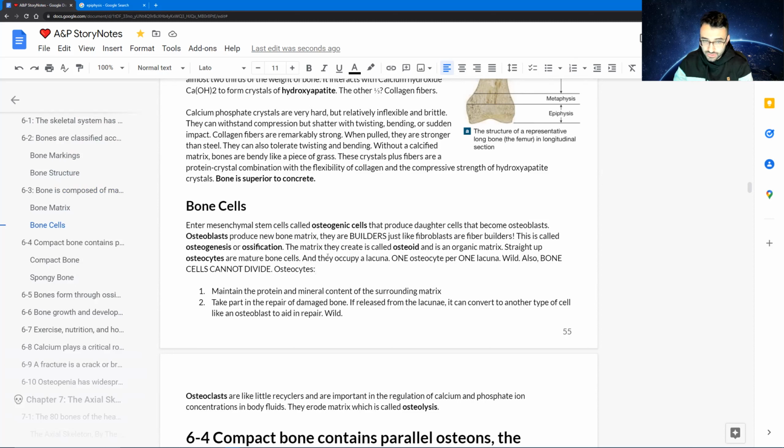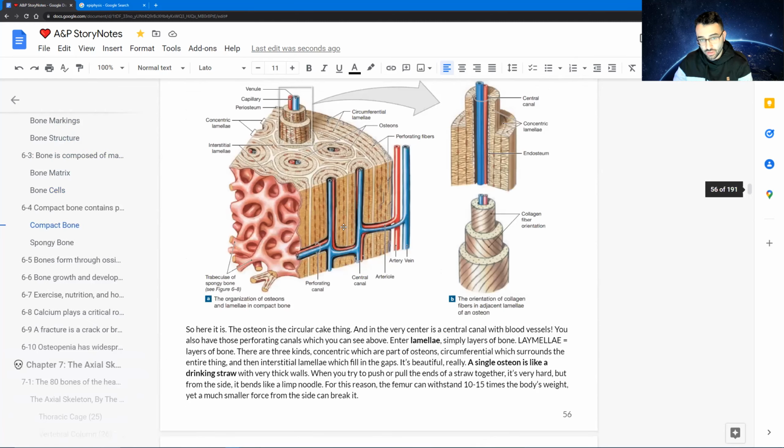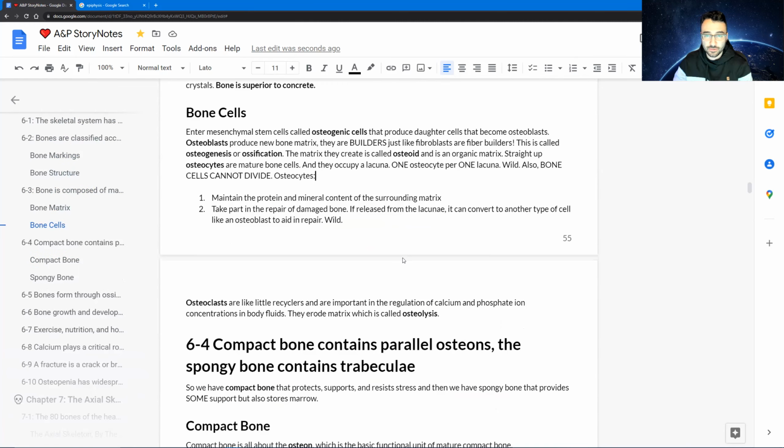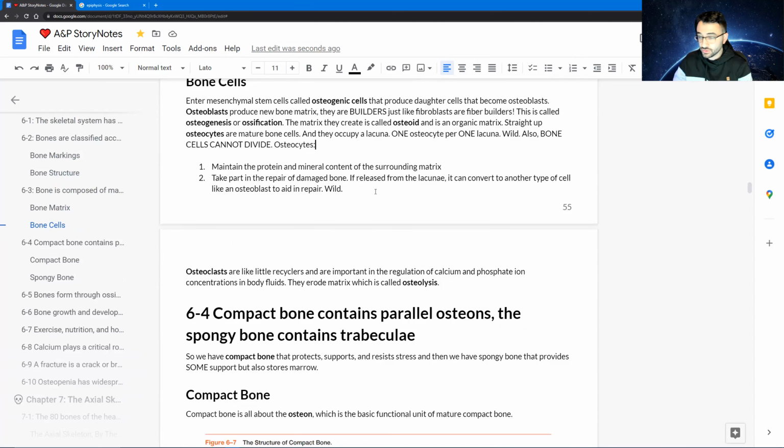So you have the mesenchymal stem cells called osteogenic cells. They're going to produce daughter cells that become those osteoblasts. Osteocyte is just a term for a mature bone cell. They occupy a lacuna. You have one osteocyte per one lacuna, and we'll take a look at a picture of this in a second. Bone cells cannot divide. So we'll figure out how that works in a second.